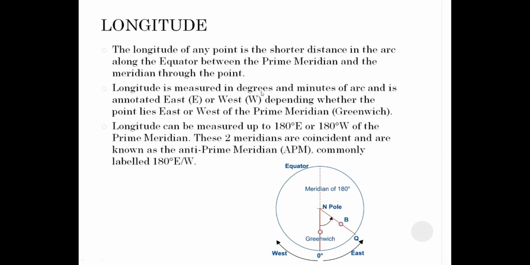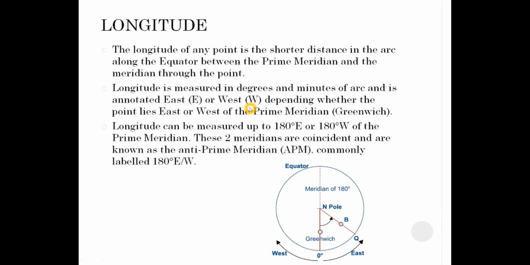Longitude is measured in degrees and minutes of arc and is annotated as east or west depending on whether the point lies east or west of the prime meridian. So suppose this is our prime meridian, right? Now this point lies east, so we can say 10 degrees east. Now suppose we draw the same line here. If we consider point B here, then it is called 10 degrees west. Longitude can be measured up to 180 degrees east.